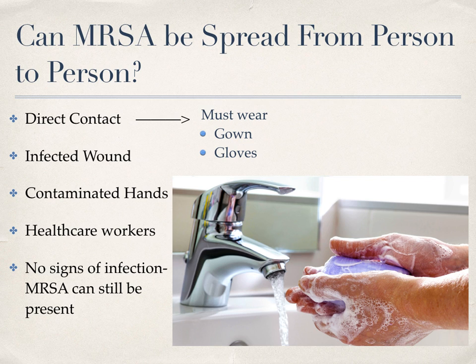Can MRSA be spread from person to person? Yes. It is spread from direct contact with an infected individual. It could be spread by an infected wound or contaminated hands. Even if individuals do not have any signs of this infection, they can still spread the bacteria to others.